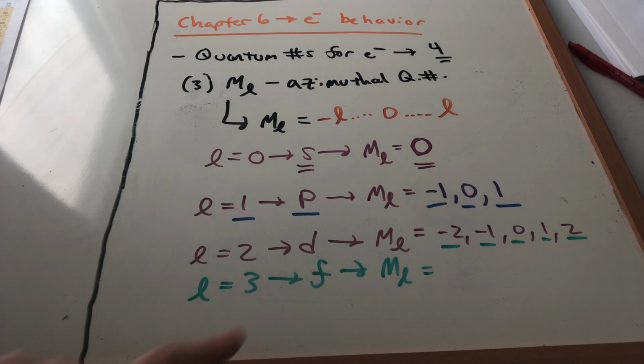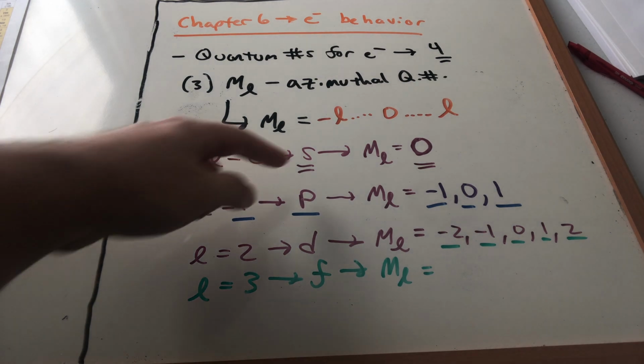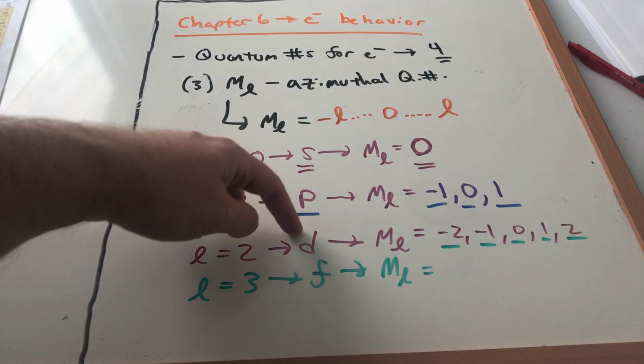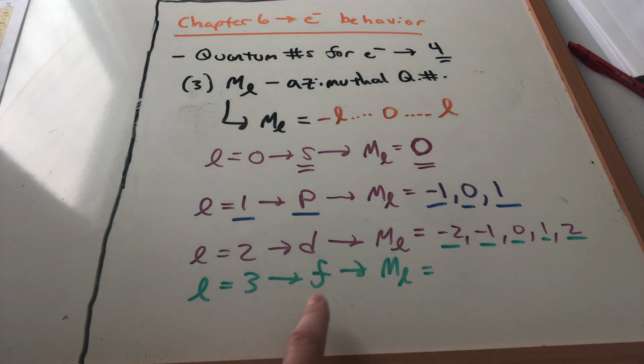So try to do this quick in your notes. If I have L equals 3, what m sub l's are allowed? And then how many f orbitals show up? Like s orbitals show up as a set of 1, p orbitals show up as a set of 3, d orbitals show up as a set of 5. F orbitals show up as a set of what? So hopefully you're able to do that.